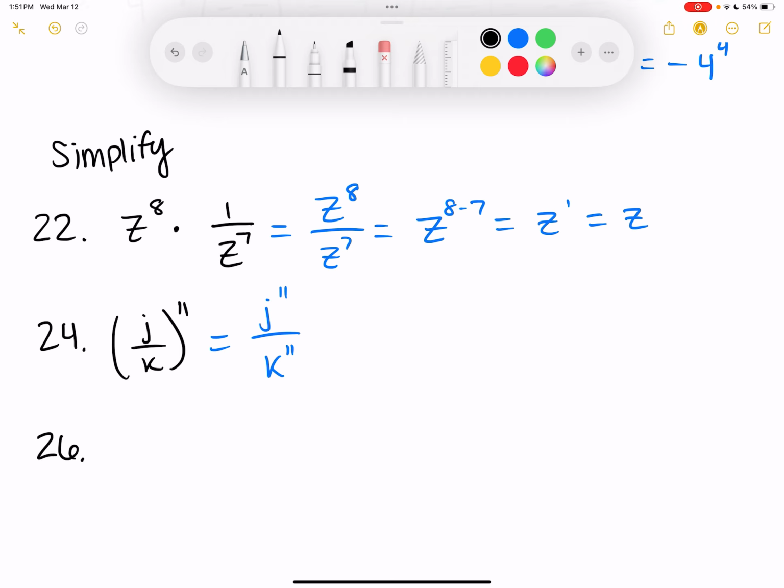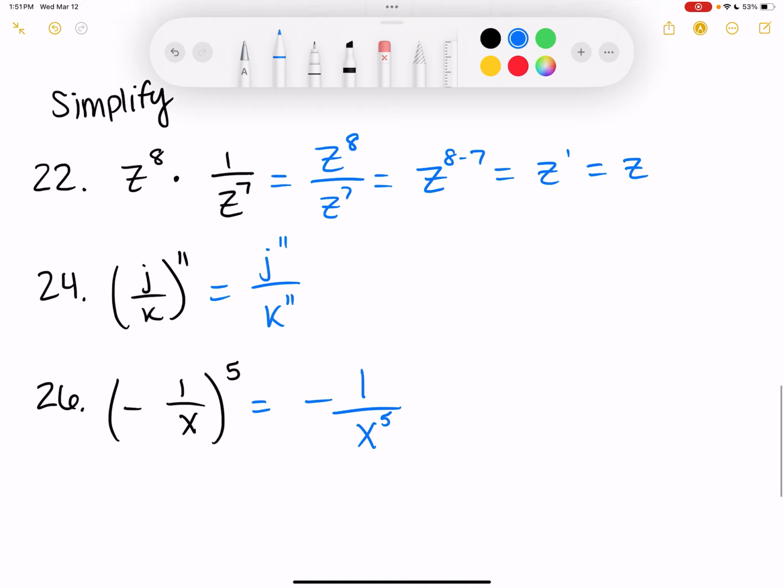26. In parentheses, negative 1 over x raised to the 5th. So what happens here? Distribute. So you still get negative 1 to the 5th and then x to the 5th. Is it going to stay negative or switch to positive? It's going to stay negative, and then I would have 1 to the 5th, which I'm not going to write, and then over x to the 5th. I'm only not writing 1 to the 5th because 1 to any power is just 1. And so that would be all on that one.